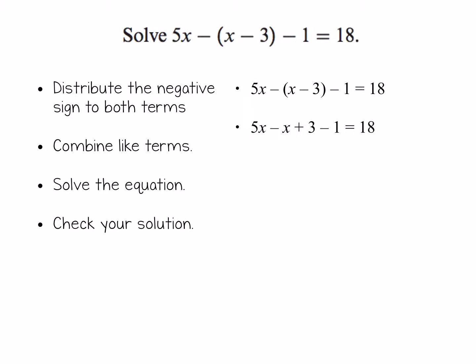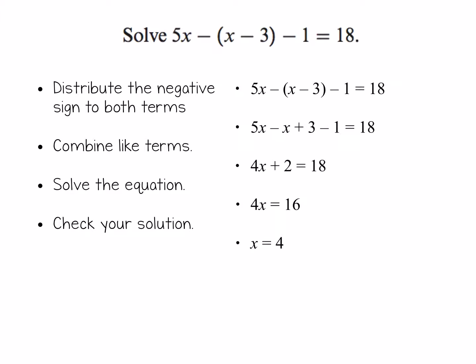And so the equation now becomes 5x minus x plus 3 minus 1 equals 18. Let's combine our x terms and our constant terms. Let's subtract 2 from both sides now. Let's divide both sides by 4 to get our solution of x equals 4.